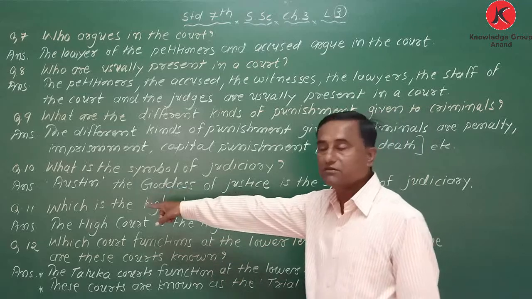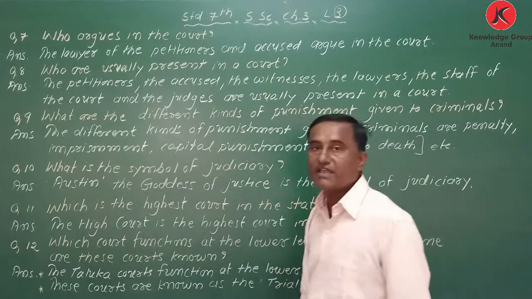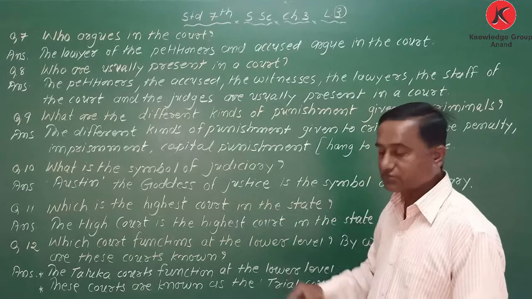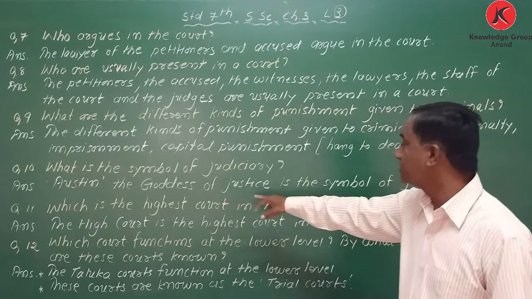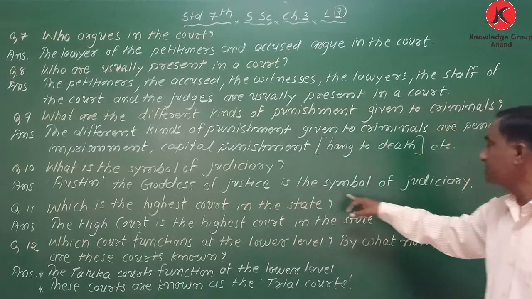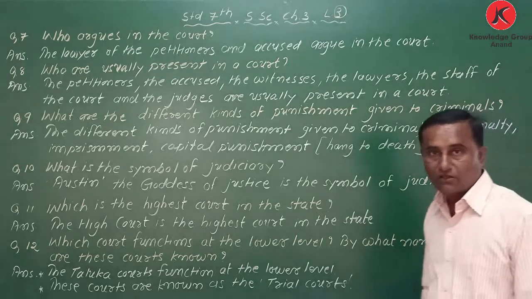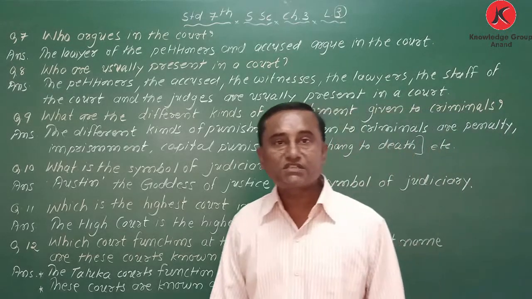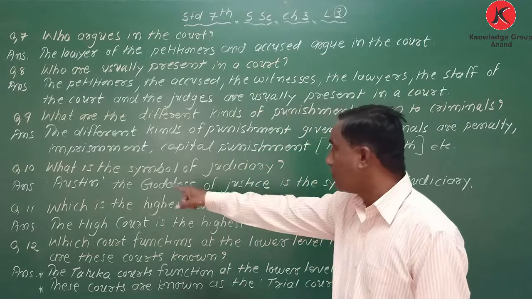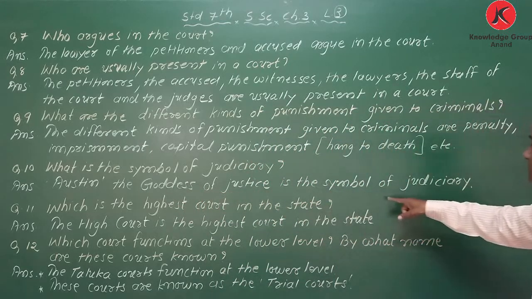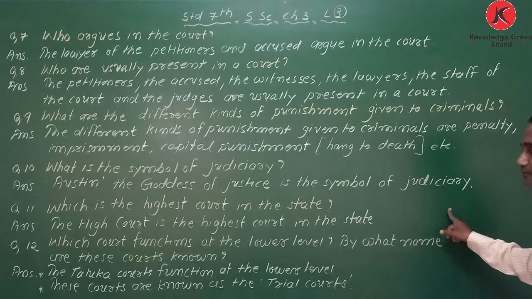Answer: Austin. The goddess of justice. Austin, the goddess of justice, is the symbol of judiciary. Goddess of justice means कानून की देवी.